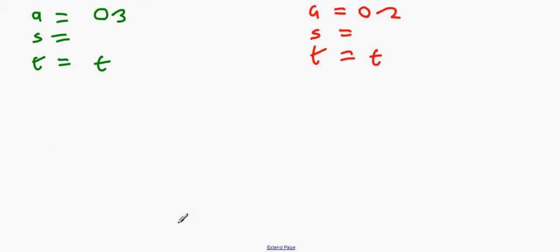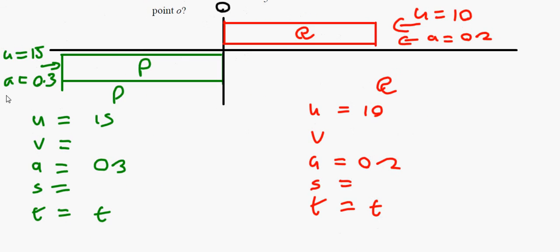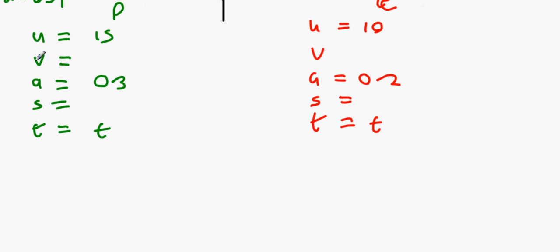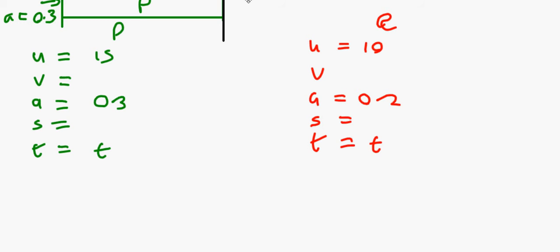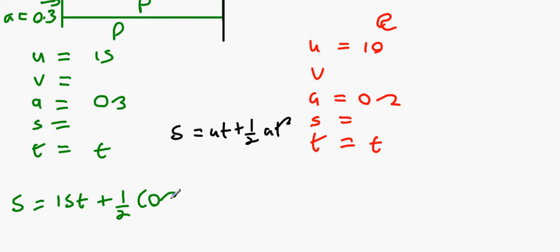So the first part of the question, find the total distance travelled in t seconds. The distance travelled by each train in t seconds, that's not so bad. It's just going to use s equals ut plus a half at squared, and we're just going to put them in here. So we should be able to find these quite easily. So s ends up to be 15t plus a half 0.3 times t squared. So we're going to get 15t plus 0.15t squared. Handy enough. That's s of P.